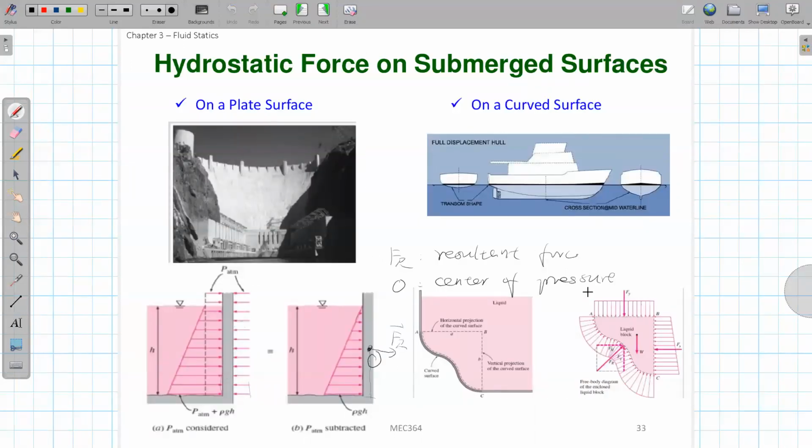Yes, I just had a question about the distribution on the plate surface. Yeah, this one. So before, when we were discussing pressure, we derived the expression for pressure in terms of density, gravity, and depth. It makes sense that as you get deeper, the pressure would increase. But I don't understand why the pressure would increase horizontally. You mean horizontally? Right. Vertically makes sense.